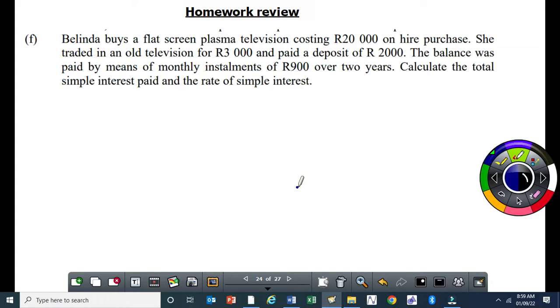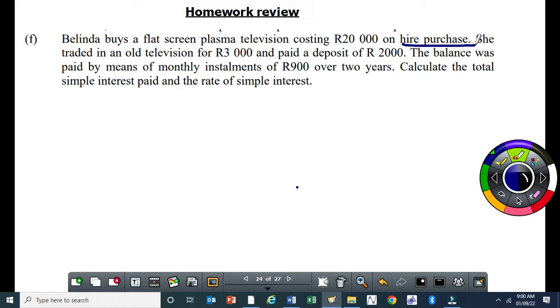So she got a flat screen plasma television which was costing 20,000 rand from hire purchase. She traded in an old television for 3,000 rand and paid a deposit of 2,000 rand. The balance was paid by means of monthly installments of 900 rand over 2 years. Calculate the total simple interest paid and the rate of simple interest. Here it's very important for you to be aware that we are dealing with a hire purchase question. All hire purchase problems involve simple interest, unless it is stated that it involves compound interest, but otherwise it will be simple interest.